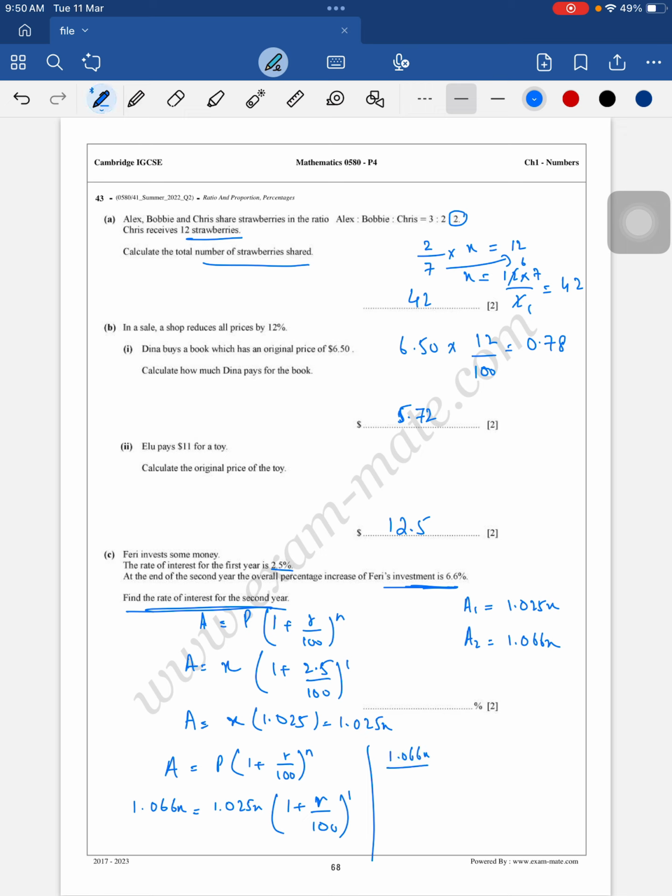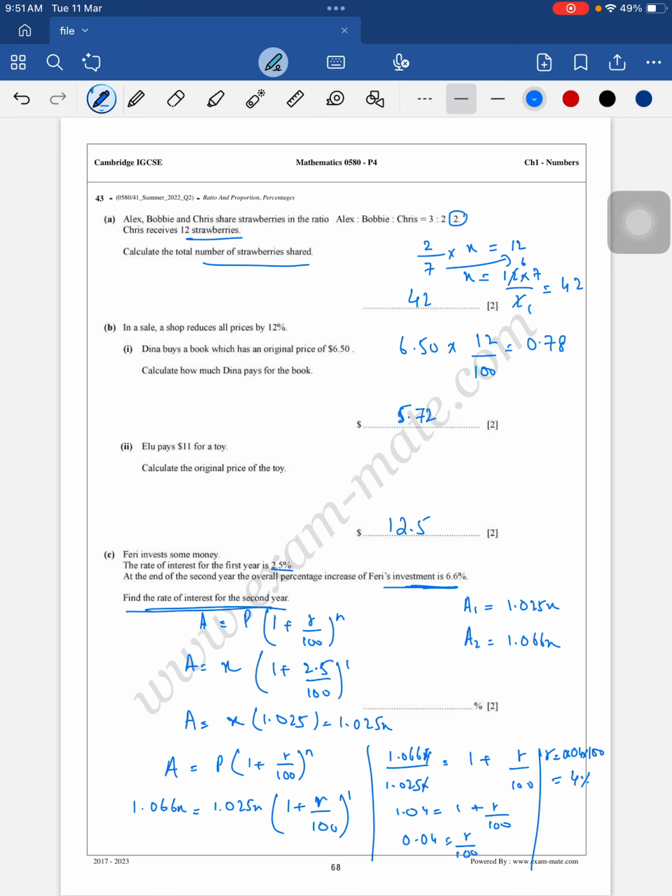1.066x upon 1.025x is equal to 1 plus r upon 100, right? So x gets cancelled with x. 1.066 upon 1.025, it was 1.04, is equal to 1 plus r upon 100. So 1 goes over there, it will be 0.04 is equal to r upon 100. So r is equal to 0.04 multiplied by 100, which is equal to 4%.